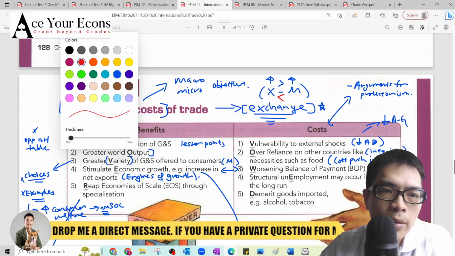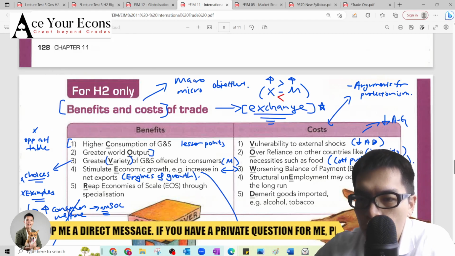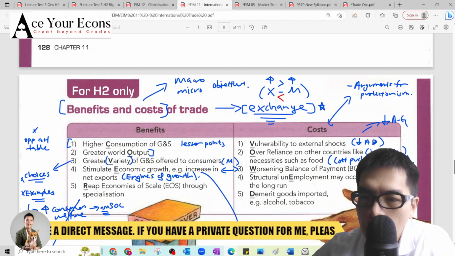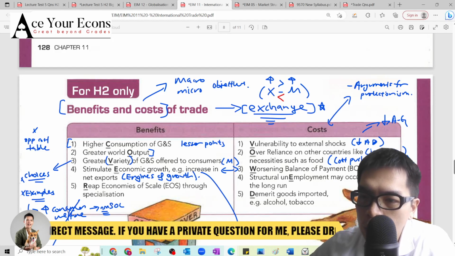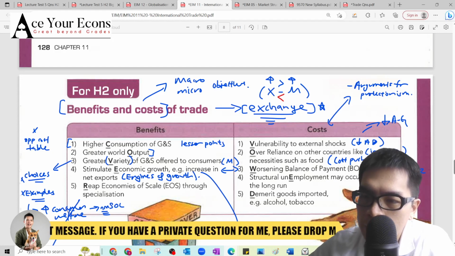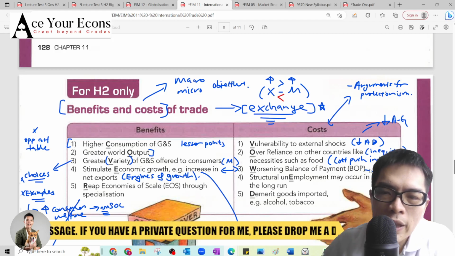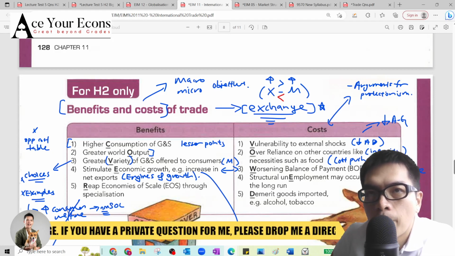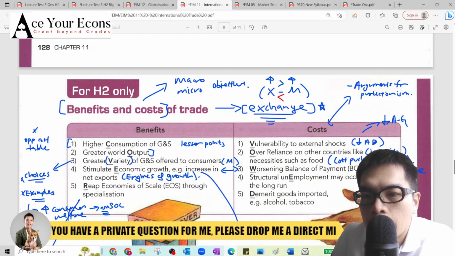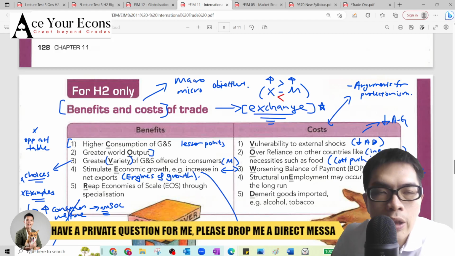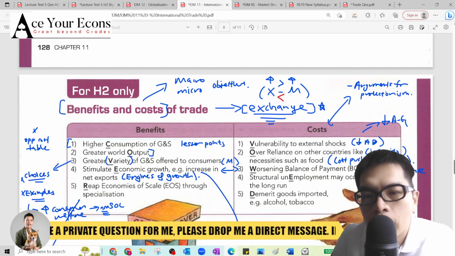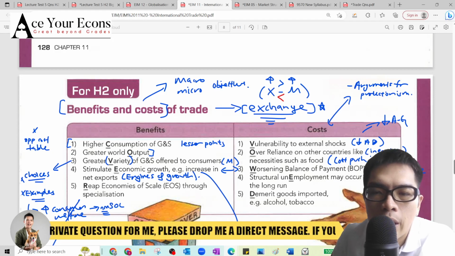So when you develop this point, make sure you develop what? Make sure you bring in a consequence of BOP deficit. Consequence. What is undesirable? Is it that you're going to draw down your reserves? Is it that you're going to incur more foreign debt? Etc.